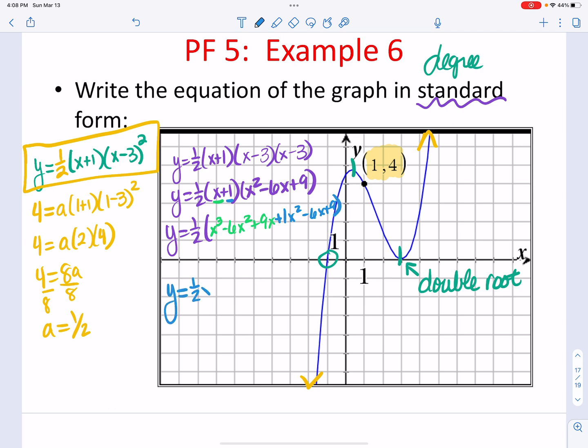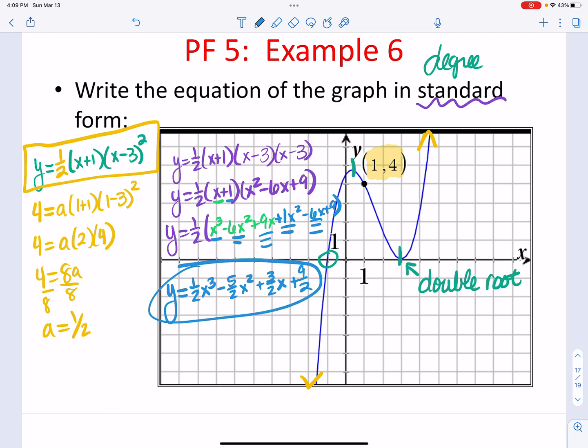So 1/2 x cubed, that takes care of that. A negative 6 and a positive 1 is a negative 5. So you would times that by 1/2. So that would be a negative 5/2 x squared. And then I have a plus 9 and a minus 6. So that's 3. So half of that is 3/2 x. And then plus 9/2. So that would be my equation in standard form.